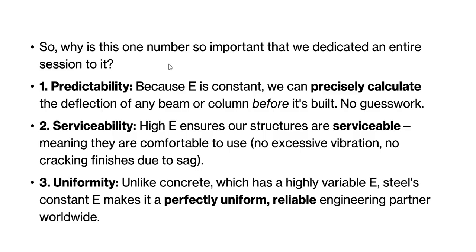So why is this one number so important that we dedicated an entire session to it? Predictability. Because E is constant, we can precisely calculate the deflection. So the deflection can be accurately calculated, the deflection of any beam or any column before it's built. No guesswork. Because of the linear proportionality, the predictability is very important here. E is constant and we can precisely predict the deflection of the member.